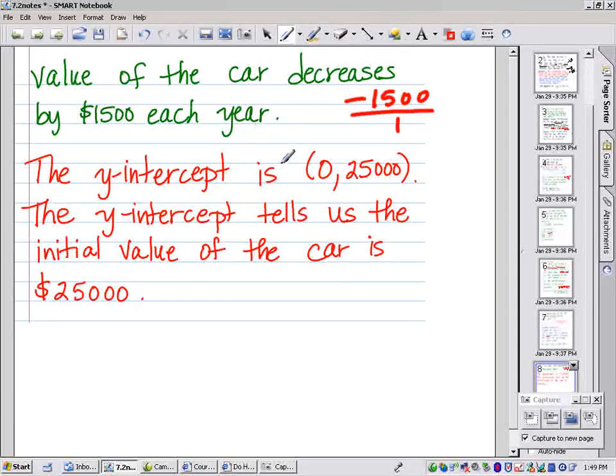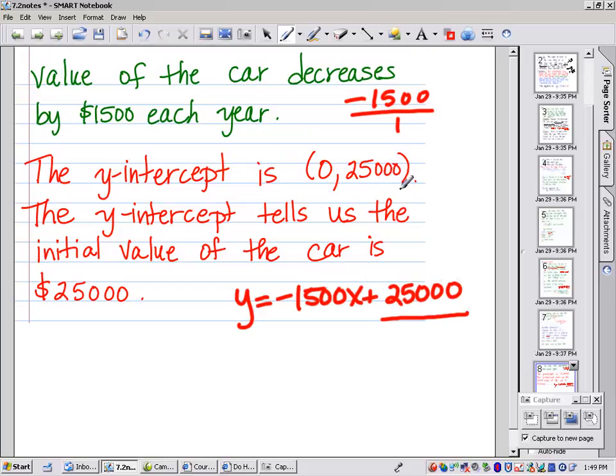Now the y-intercept, remember our equation, it was y is equal to negative 1,500x plus 25,000. So the y-intercept is this (0, 25,000). So that tells us the initial value of the car. So we would say that the initial value of the car is $25,000.